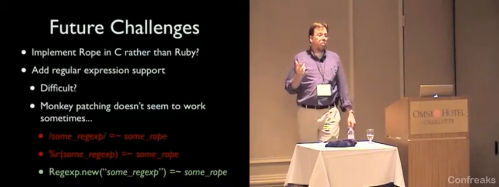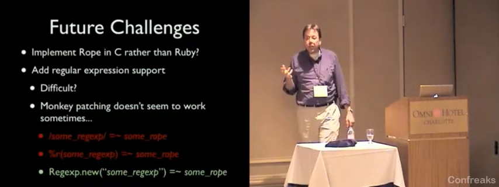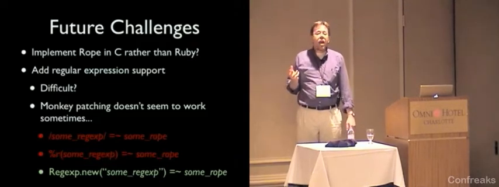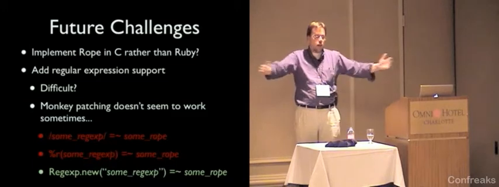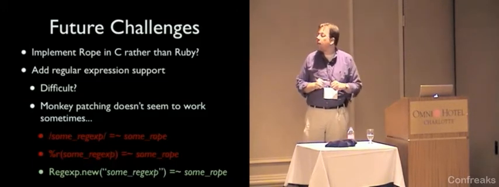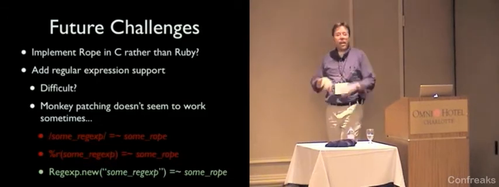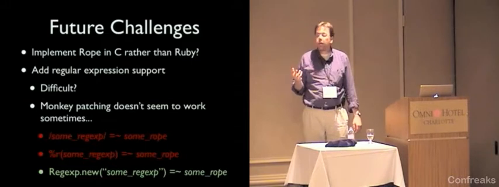But regular expression support is a big one, all right? My understanding is that the library that Ruby uses to do regular expressions assumes that the strings are stored in the traditional string format, an array of bytes essentially, or an array of characters, all in one huge block. Getting that to work in this binary tree form, I'm not sure whether it would be easy or difficult, but my sense is it would be somewhat difficult.